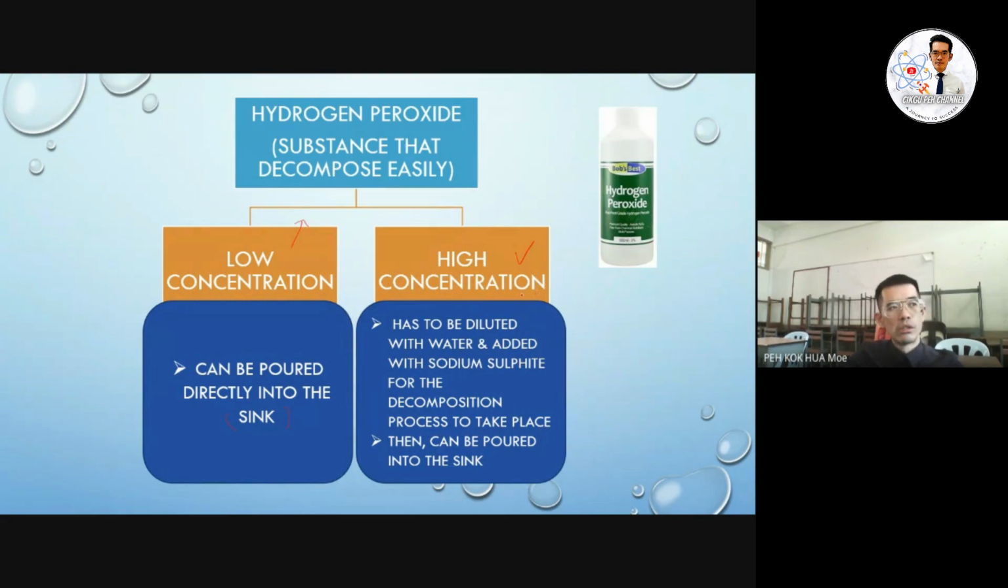Next, with high concentration, it will have a very bad effect if we do not handle it properly. It has to be diluted with water and added with sodium sulfide for the decomposition process in place. Then it can be poured into the sink. That means we need to dilute and then mix with the sodium sulfide so that the concentration of the hydrogen peroxide will be decreased.